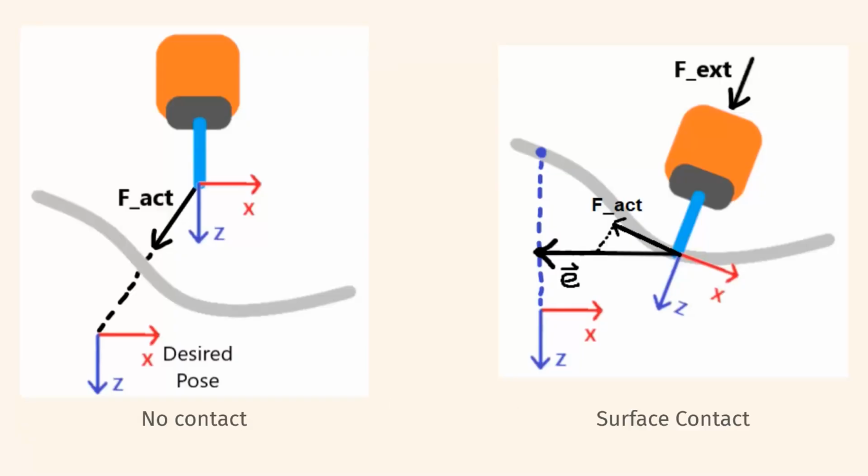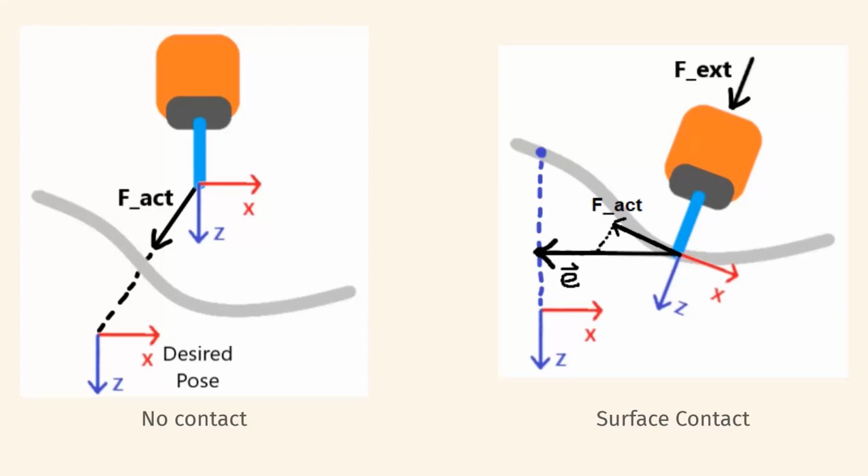When we're not in contact, the operational space controller is trying to align both the position and the orientation of the end effector given a desired pose. On the right, when we are in contact, we align our end effector to the surface normal, so that's how we control our orientation. And for translation, we draw an error vector from the end effector to the closest point on the z-axis of the desired pose, denoted as the vector e, and we feed that as the error in position to our operational space controller.